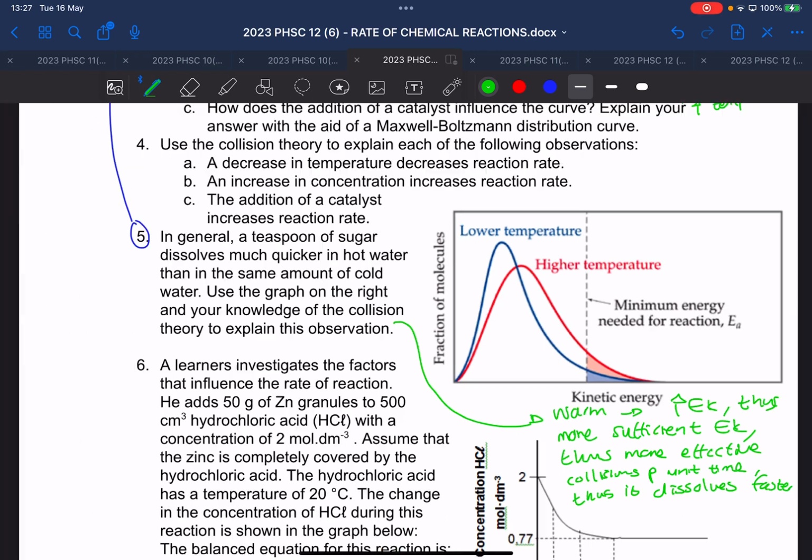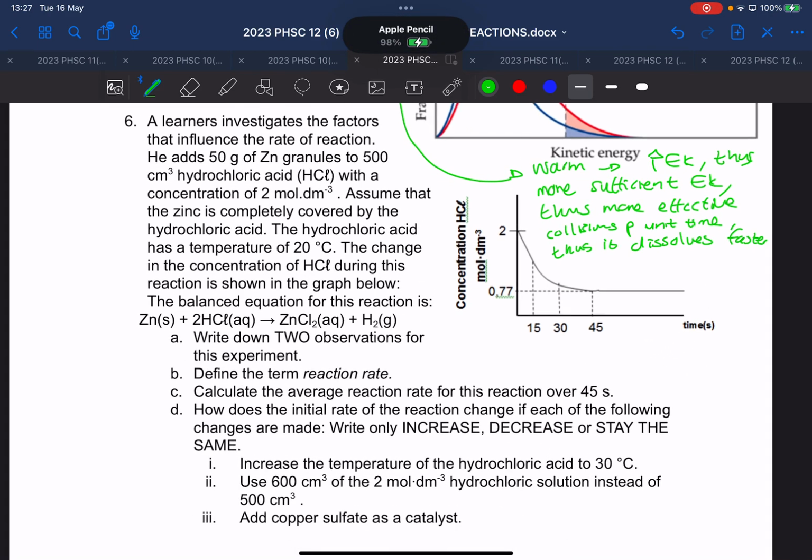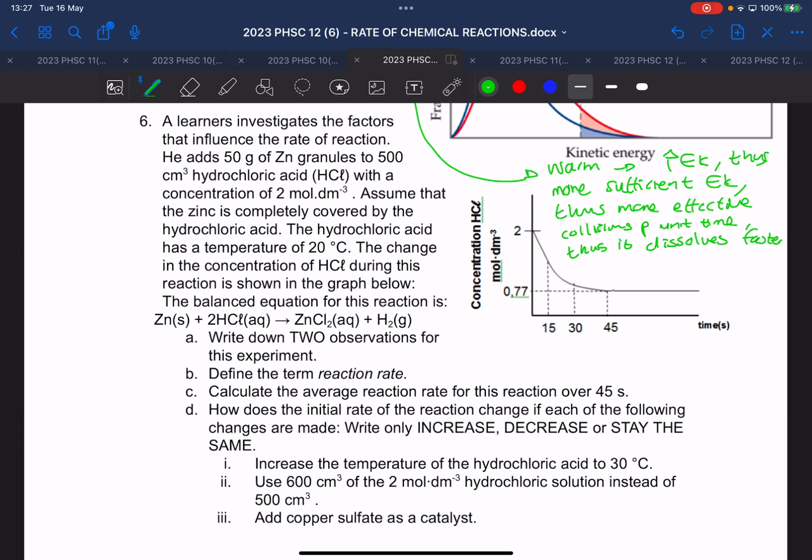Okay. Then we get more to the exam type of questions. It says there, a learner investigates the factors that influence the rate of a reaction. He adds 50 grams of zinc granules to 500 cubic centimeters of hydrochloric acid with a concentration of 2 moles. Now, question 6 was not part of your homework. We're doing that together now. Assume that the zinc is completely covered by the hydrochloric acid. The hydrochloric acid has a temperature of 20 degrees Celsius. The change in concentration is shown below. Okay, and then they'll give you a graph as well.